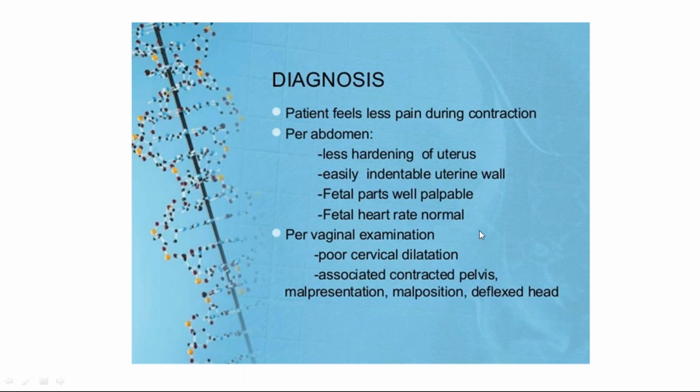Normally it should be around 1 centimeter per hour in a primi and more than 1.5 in a multi. So depending on that, when you are plotting the graph, you will know that the cervix is not dilating as per the requirement. So associated conditions you have to rule out. It may be a contracted pelvis, it may be a disproportion, maybe a large baby, then malpresentations, malpositions, maybe a deflexed attitude of the head, which is mostly associated with occipito posterior position.